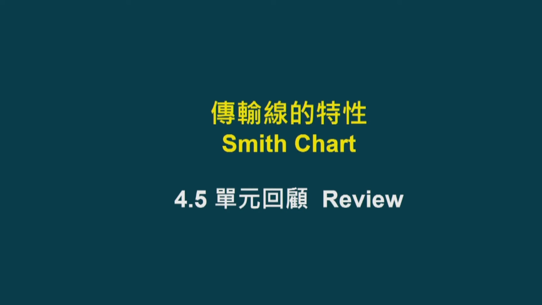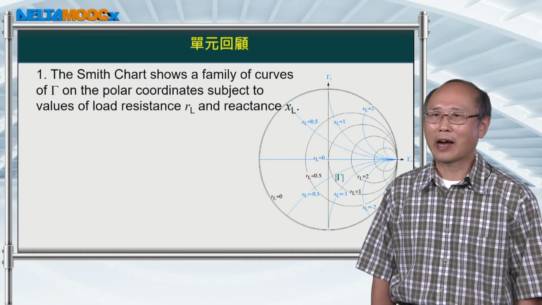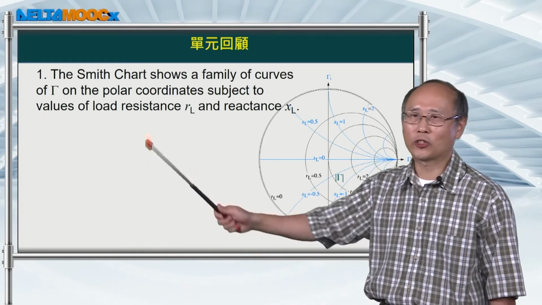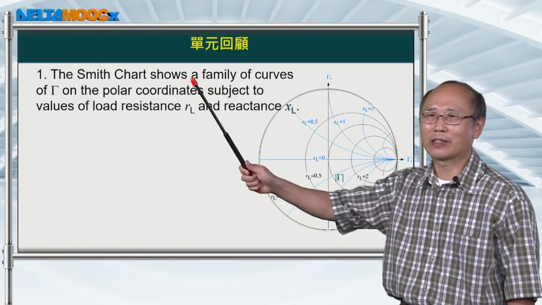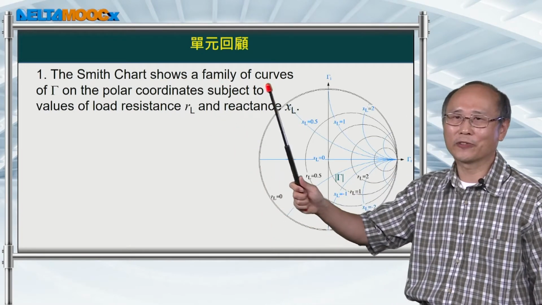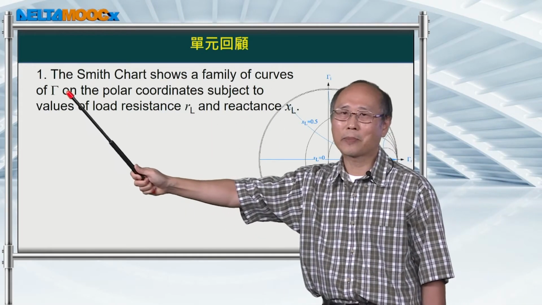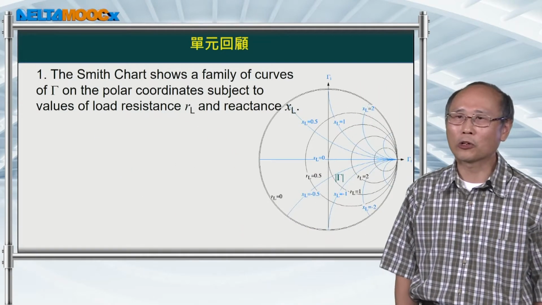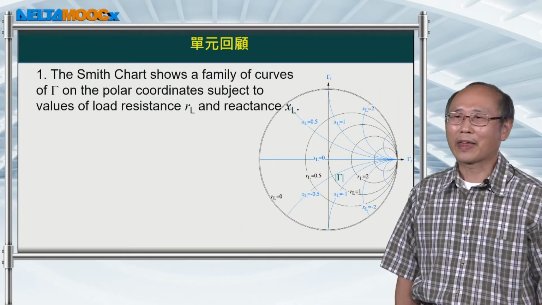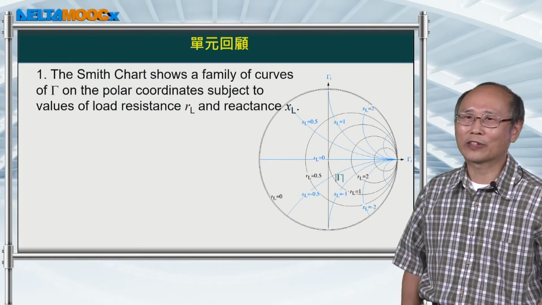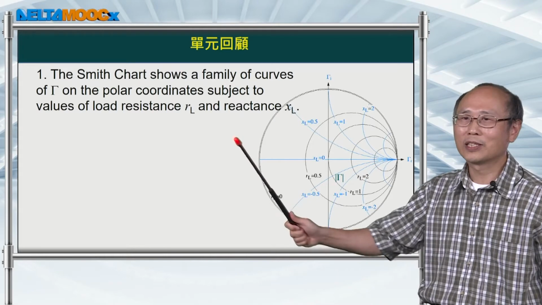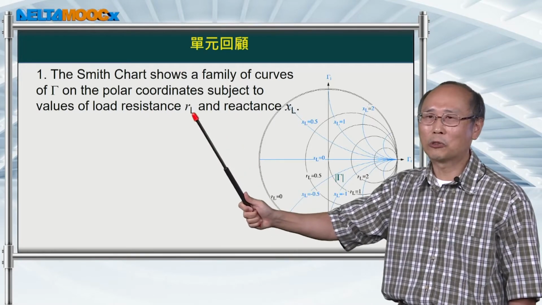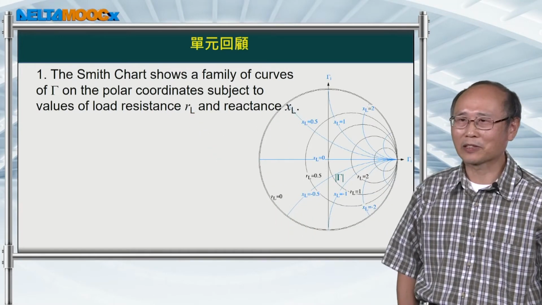I want to give an overall review of this lecture. Initially, I introduced the concept of a Smith chart. Basically, a Smith chart is a family of curves on the gamma plane in the polar coordinate system. Every point on this chart is a gamma value subject to some load resistance and load reactance.